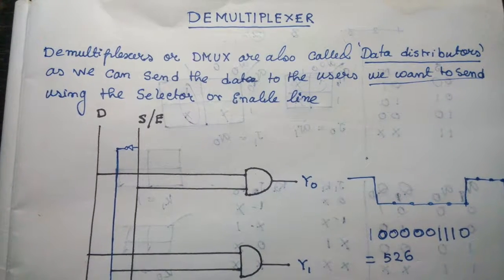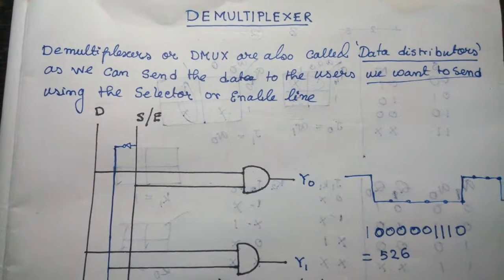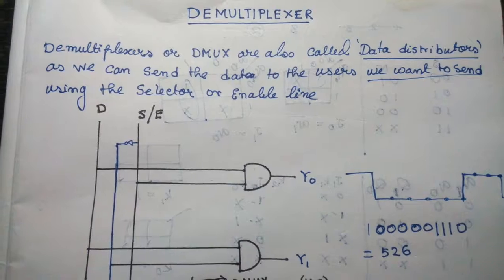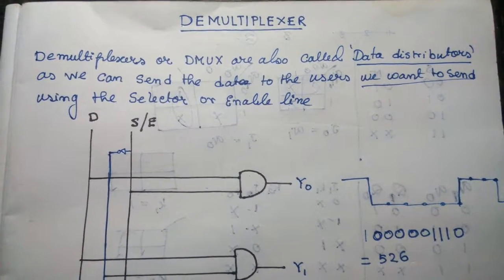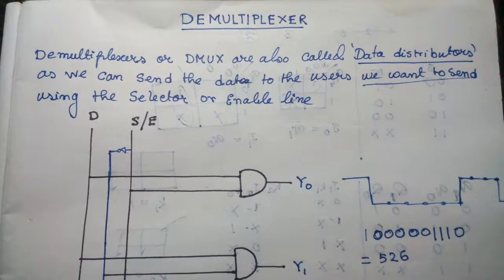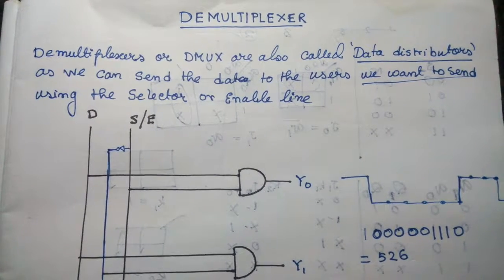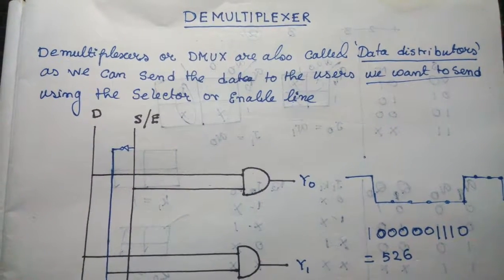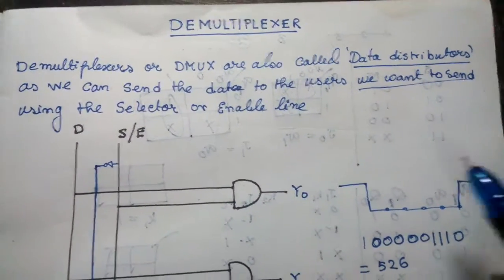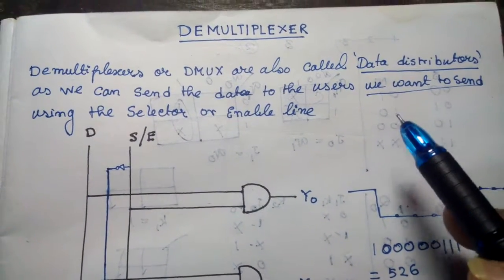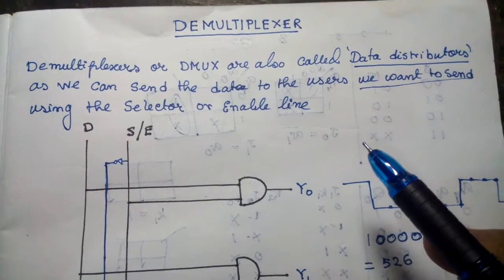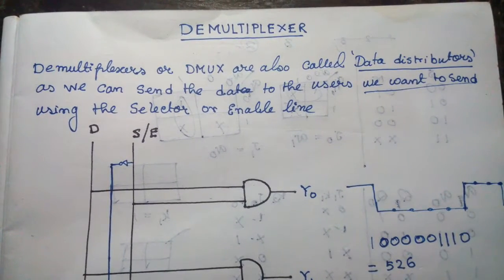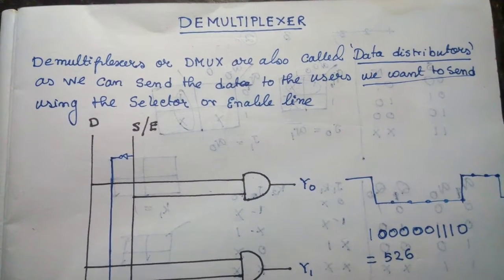So in the last video I discussed multiplexers, and now in this video I will be discussing demultiplexers. Demultiplexers, also called De-MUX, are called data distributors, as we can send the data to the users we want to send. Here, the part we want to send is more important.